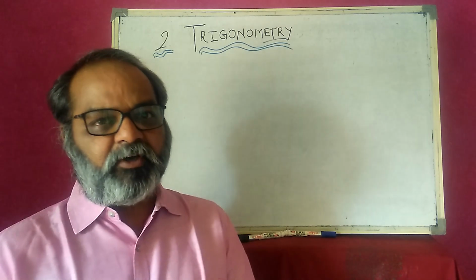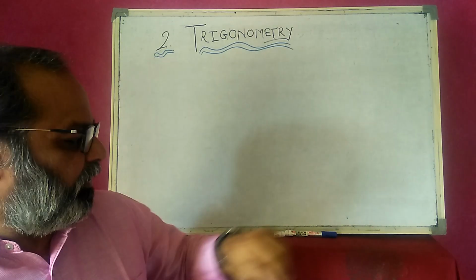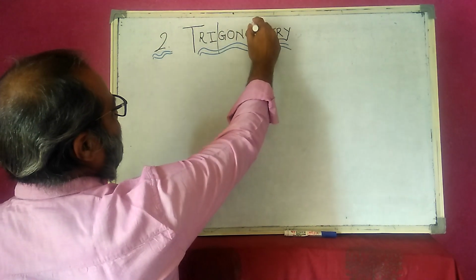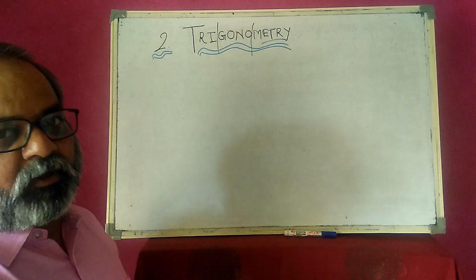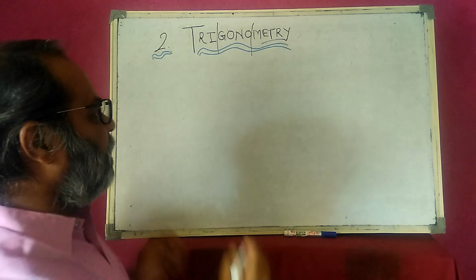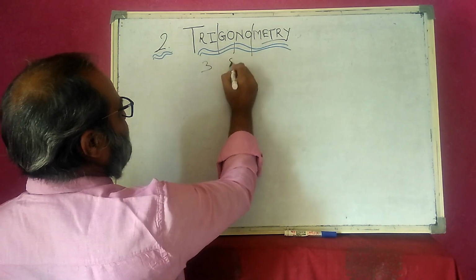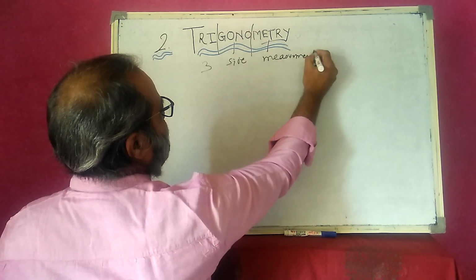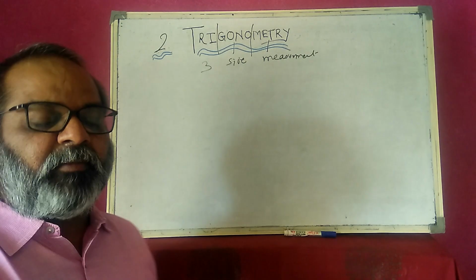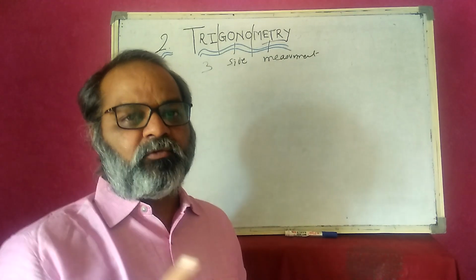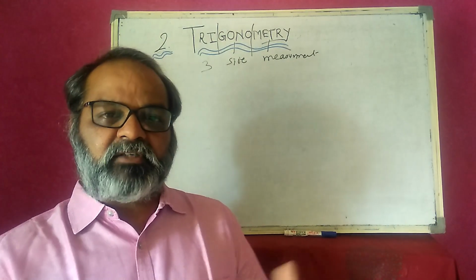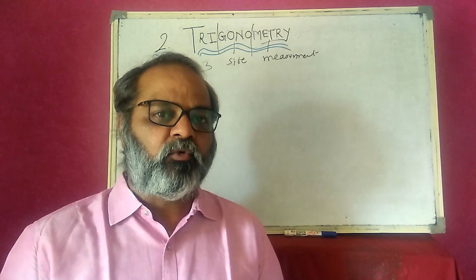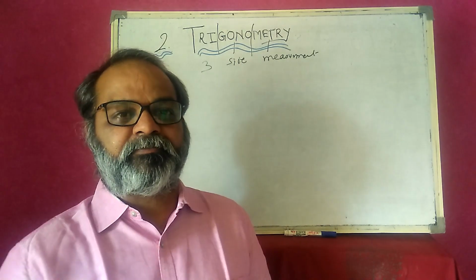Okay, so first, what is the meaning of trigonometry? I just divide it into three parts: tri means three, gono means side, and metry means measurement. So it is a three-side measurement. It is related to the right angle triangle, with three sides and three angles, and with reference to that we are dealing with trigonometry.